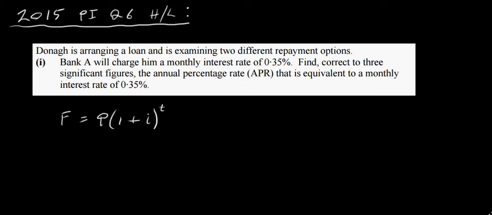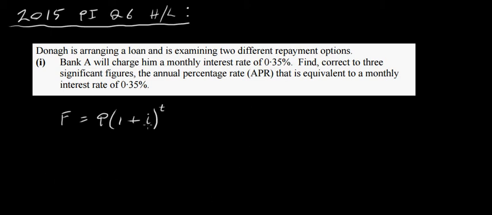Okay, so in this video I'm going to have a look at a question that came up in 2015, paper 1, question 6 at higher level Leaving Cert. It involves Donna, who is arranging a loan and is examining two different repayment options. So we're just going to have a look at Bank A first of all, which will charge him a monthly interest rate of 0.35%. And we've got to find, corrected to three significant figures, the annual percentage rate that this is equivalent to. So we've got to change this 0.35 monthly rate into an annual rate.